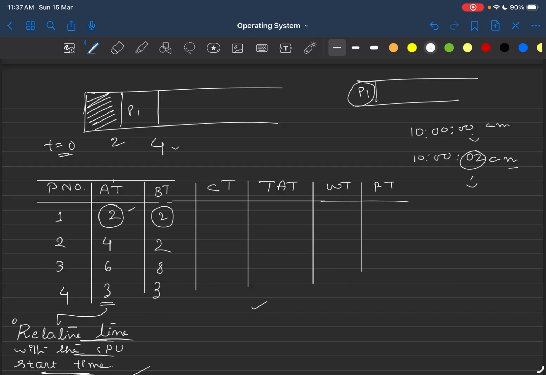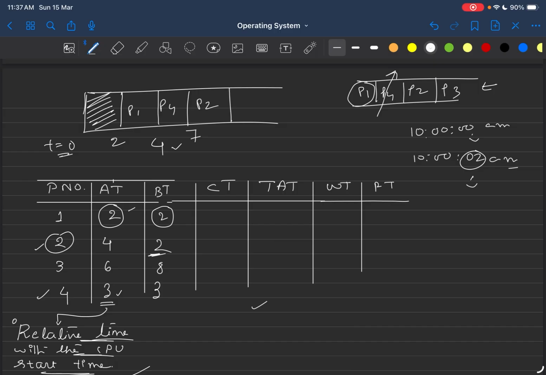By the time t equal to 4 has arrived, process 2 and process 4 have both already arrived. Process 4's arrival time is 3, so it arrives early, and then process 2. This is the ready queue that your operating system is maintaining. Now your operating system will schedule P4. P4's burst time is 3 units, that means up to 7. By the time 7 comes, your P3 has also arrived. Now P2 is scheduled.